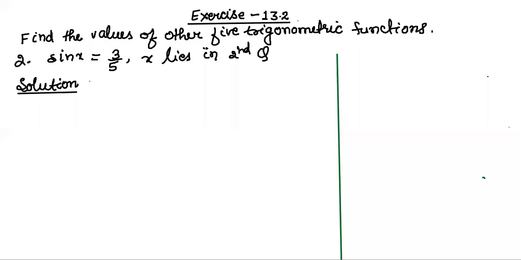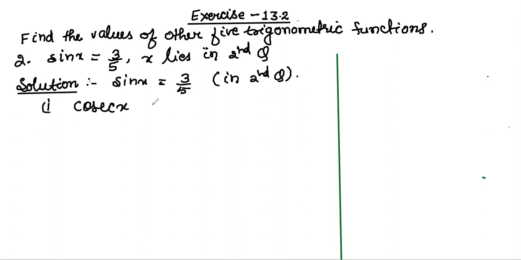Now the second question is sin x equals 3 by 5 when x lies in the second quadrant. So we have to find the rest of the 5 trigonometric functions. So sin x is 3 by 5. In the second quadrant, we know that sine and cosec are positive, the rest negative. Now we will find cosec. Cosec x equals 5 by 3 in the second quadrant.